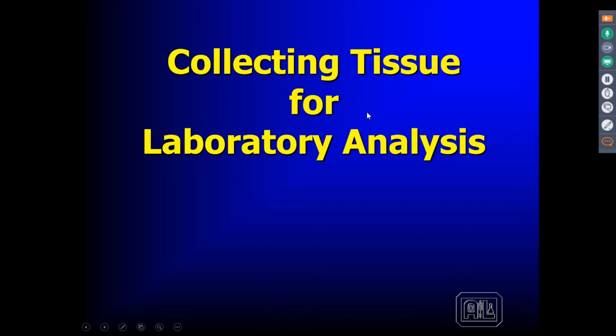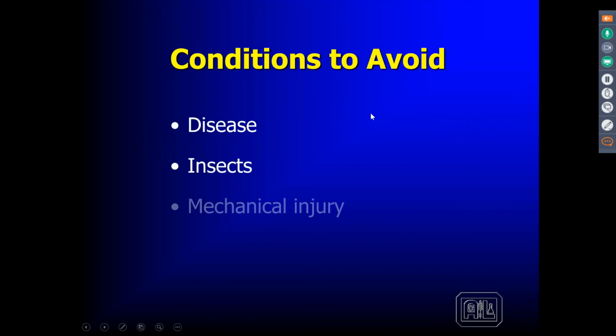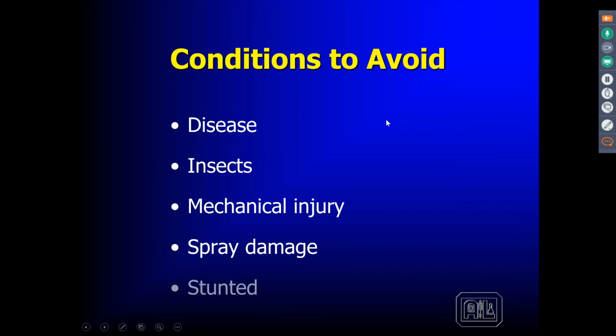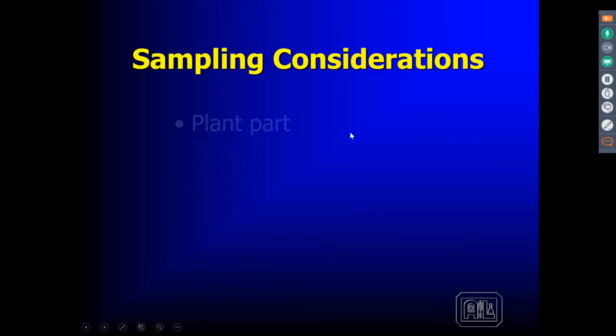So we're collecting tissues for laboratory analysis. Things to avoid: disease areas, insect damage, mechanical injury, spray damage, or stunted growth. They're going to have an impact on what the results look like. Now, if you're looking for what disease it is or what kind of spray damage it is, obviously that's where you want to sample. But if you're just looking for overall nutritional values, you want to avoid these areas.